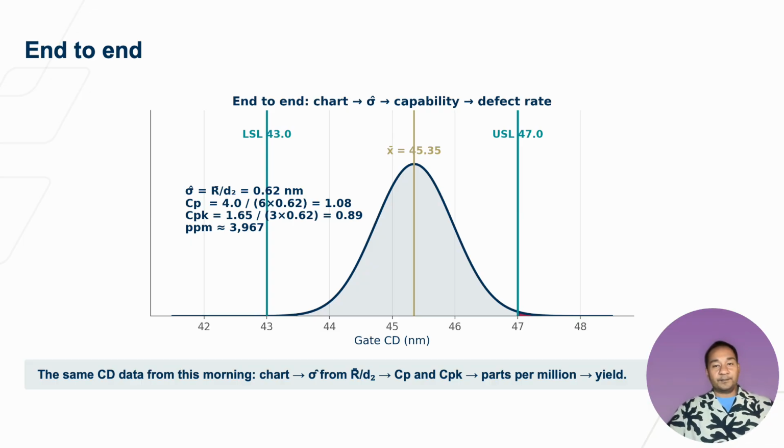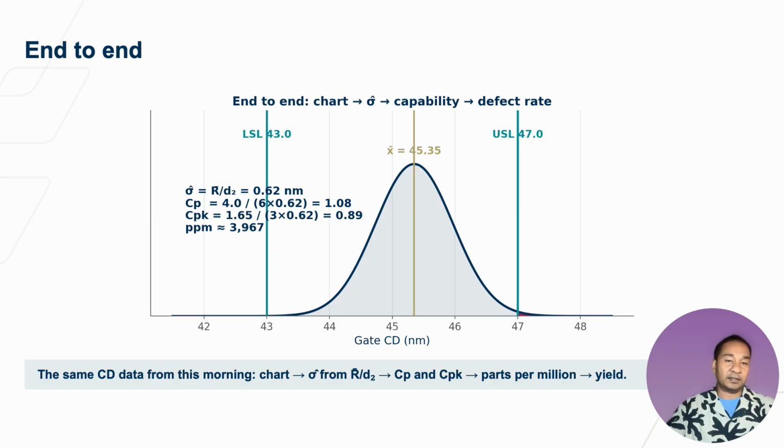Now diagnose it. CP of 1.08 is marginal but workable. CPK of 0.89 is not acceptable. The gap between them tells you immediately that this is a centering problem, not a spread problem. Which means the fix is a recipe offset of about a third of a nanometer, an afternoon's work, and it would take CPK from 0.89 to roughly 1.08.